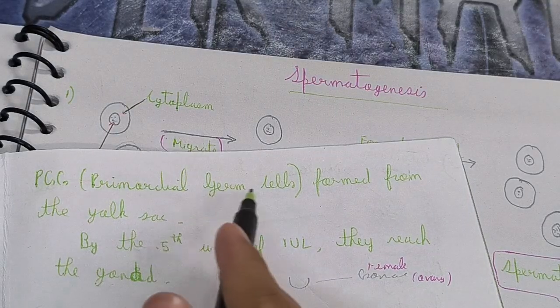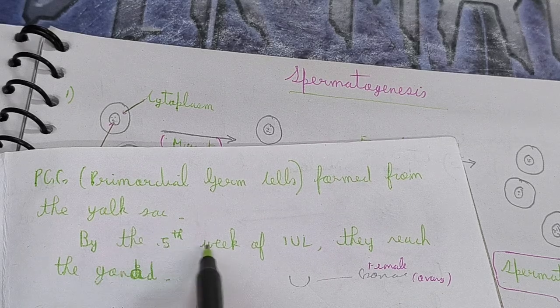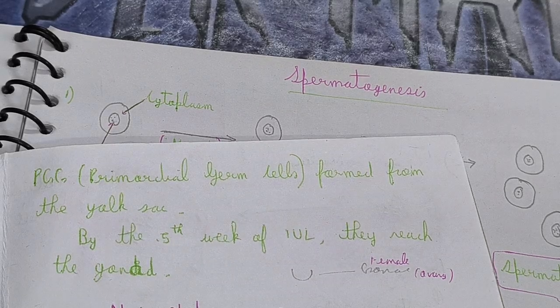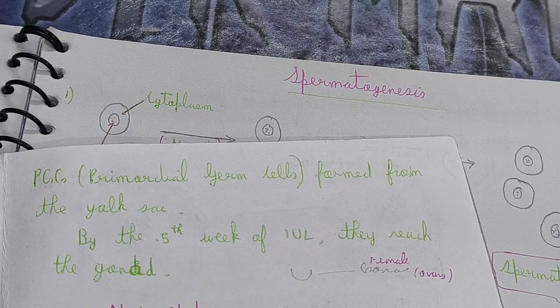Now these primordial germ cells form from the yolk sac, but they start to migrate towards the gonad during the 5th week of intrauterine life. And that's all about the introduction.